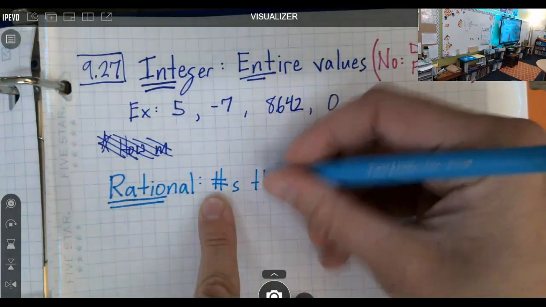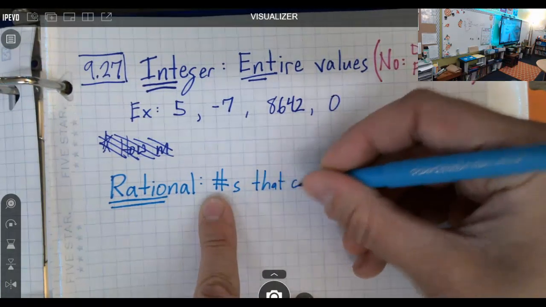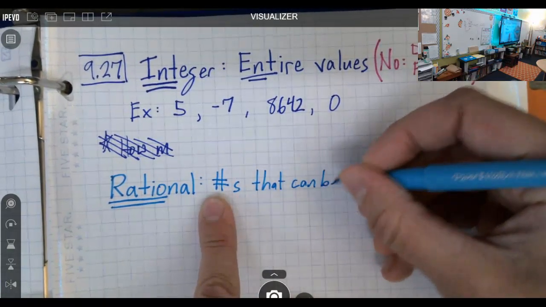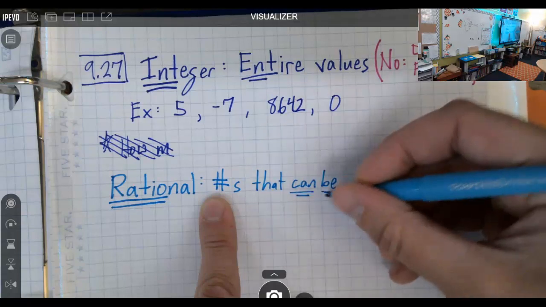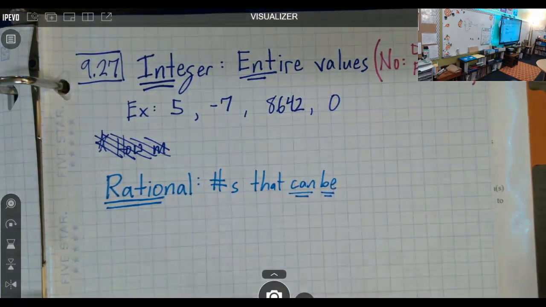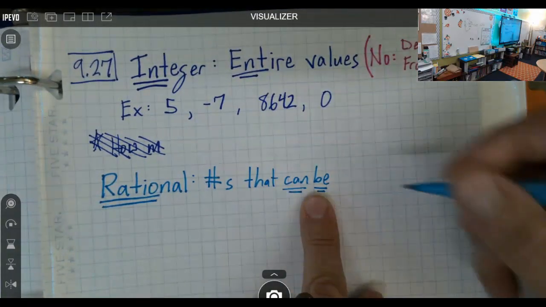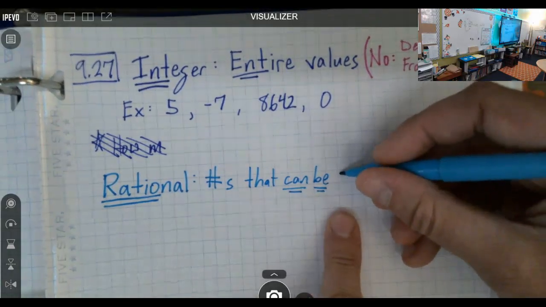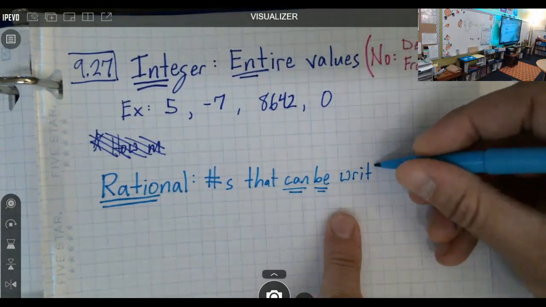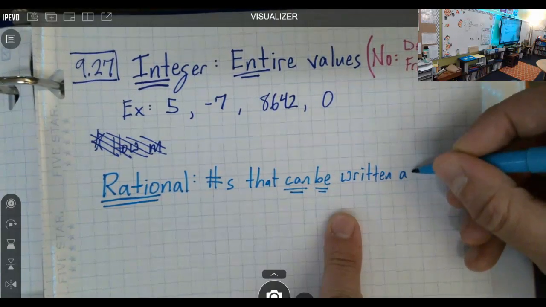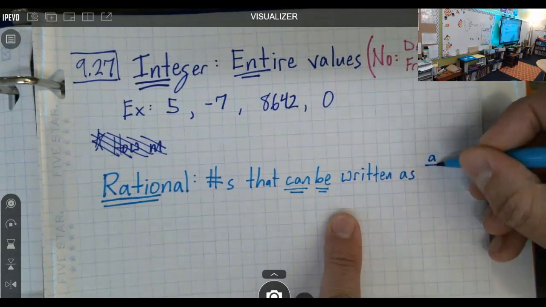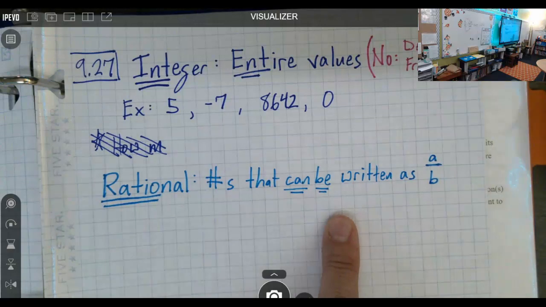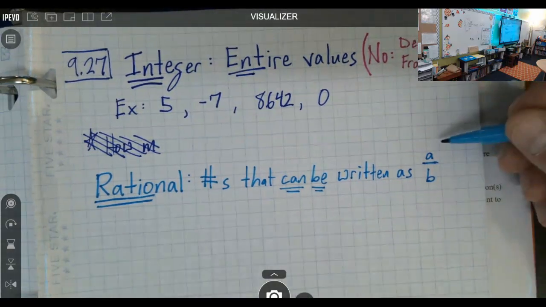Numbers that can be, not that they have to be right now, but can be written as A over B, where of course A and B are numbers.